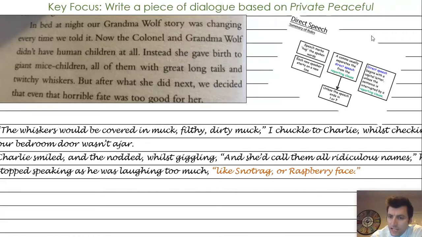"...like snot rag or raspberry face." So this second element of it has been split by that clause in the midst of it, and therefore we have a lowercase for the "like", because the main direct speech is continued across those two elements. We've got a set of inverted commas for each section of the direct speech, so the orange section has also got its own pair of inverted commas, but we have got a lowercase l for "like" because the clause has been split.